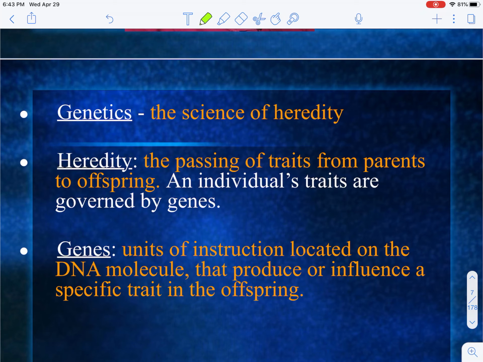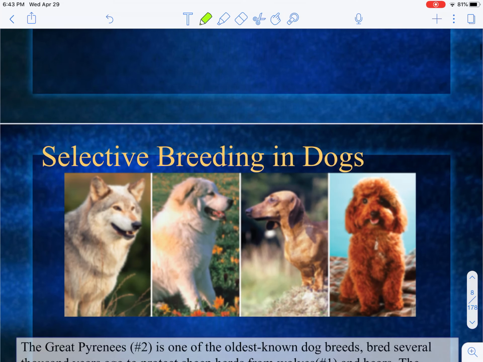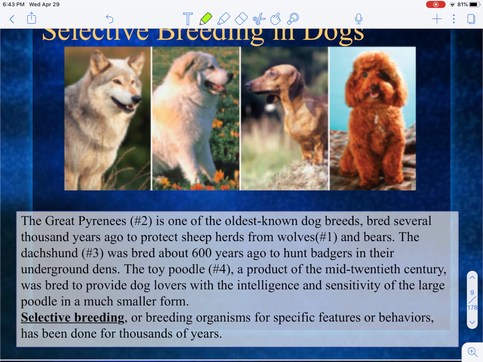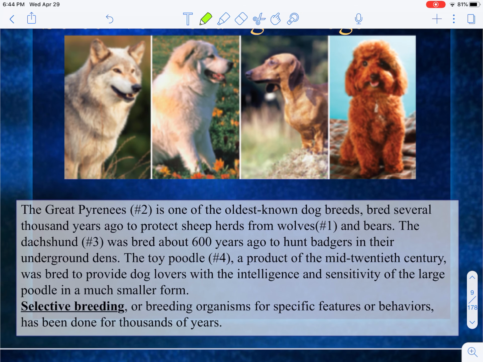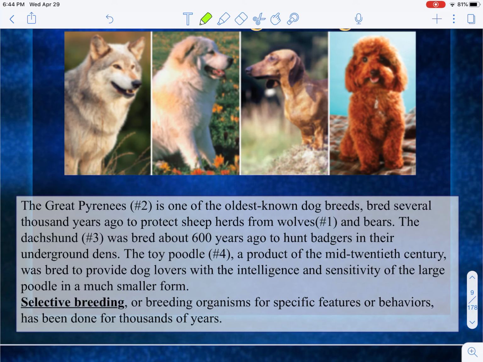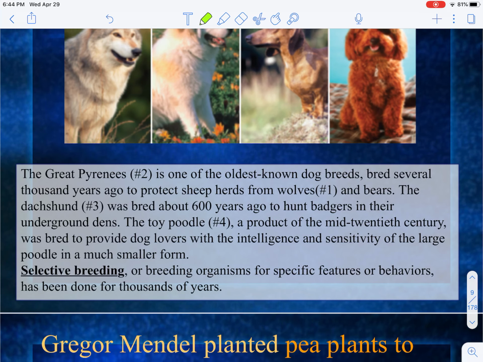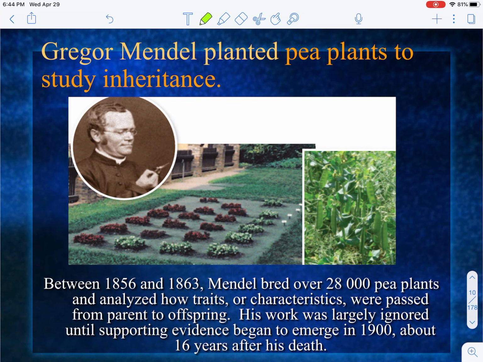And genetics is studying heredity and how conditions and genes and traits are inherited from parents to offspring. Genes are located on the chromosomes, and they are sections of DNA, all basically giving information about one trait about you. This is just looking at some different dog breeds and how breeding is done to select for certain genes and genetic traits, and that's selective breeding.